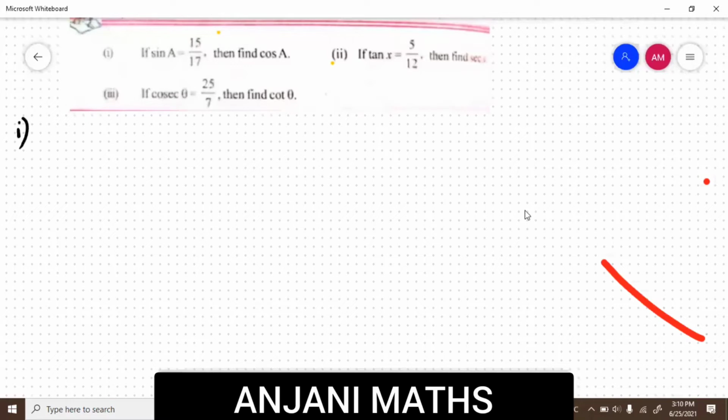Given sin A is equal to 15 by 17. What we have to find? We have to find cos A. So what is the trigonometry identity involving sine and cos? The first one. What is that? We proved it. Sine square A plus cos square A is equal to 1.